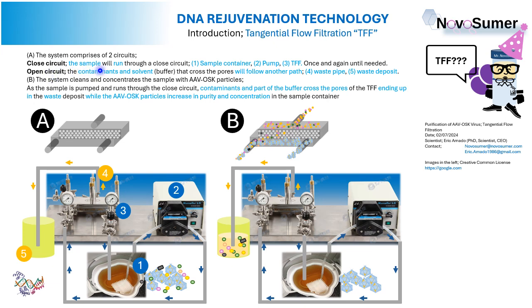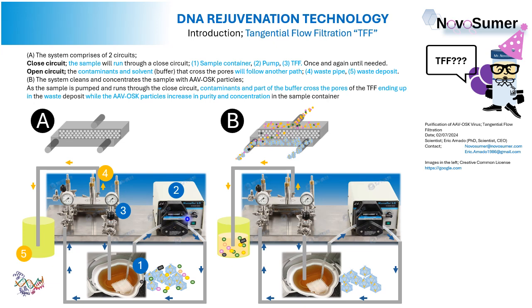The sample will run, let's read with me. The sample will run through a closed circuit and it will go from a sample container. You see here, this is the sample container. It contains the sample, and as you can see here, the sample has some contaminants from the expression. From the sample container, it will go through this pipe to the pump, here, number 2. The pump pumps the sample through the rest of the closed system circuit.